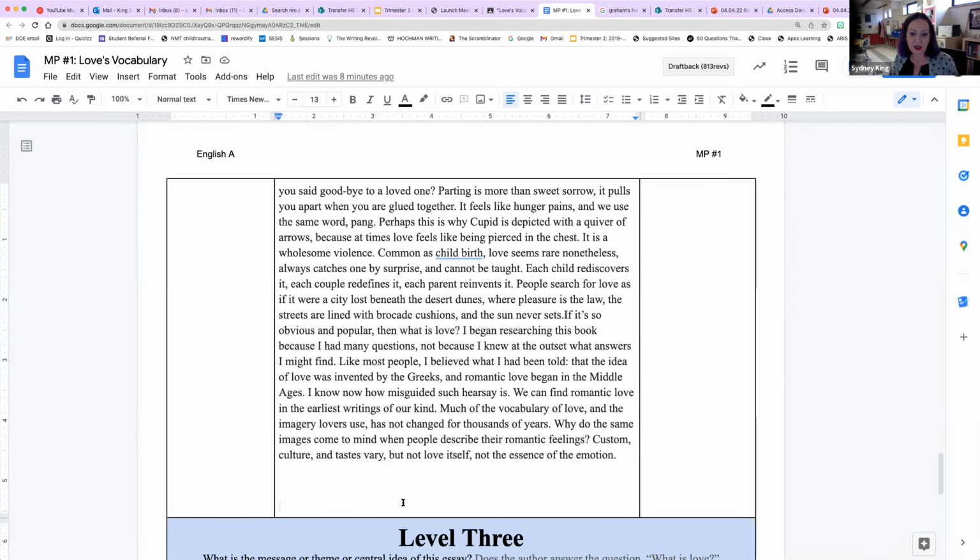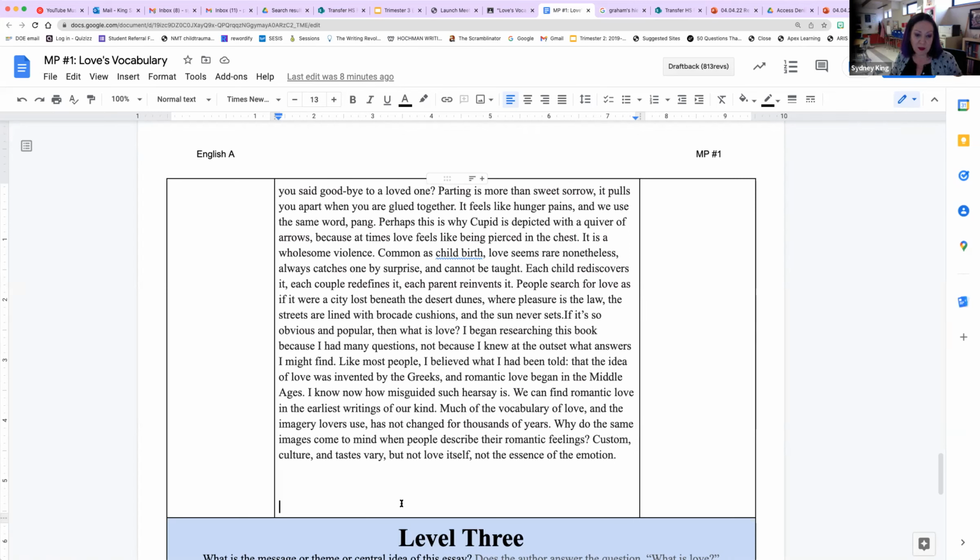Love seems rare nonetheless, always catches one by surprise, and cannot be taught. Each child rediscovers it, each couple redefines it, each parent reinvents it. People search for love as if it were a city lost beneath the desert dunes, where pleasure is the law, the streets are lined with brocade cushions, and the sun never sets. If it's so obvious and popular, then what is love?